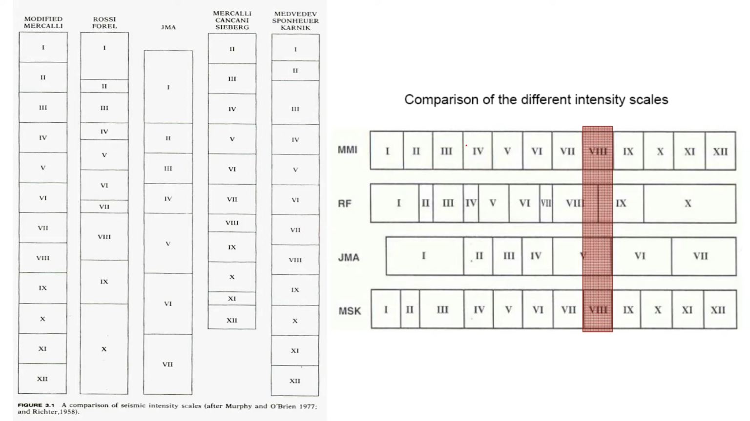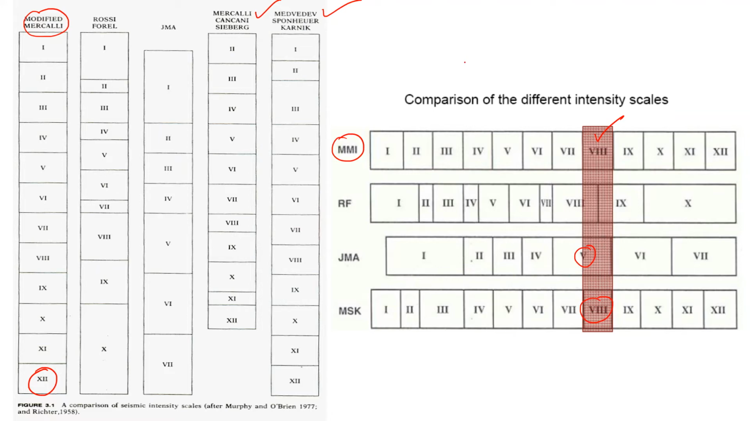This is a quick comparison. The modified Mercalli intensity is from 1 to 12 here, and Rossi-Forel is 1 to 10, JMA is 1 to 7, and similarly some other intensity scales are there, MSK or some other ones. So this is a quick comparison. An earthquake which is classified as number 8 according to the MMI scale may be somewhere between 8 and 9 in Rossi-Forel, and in JMA it may be number 5, and in MSK it may be 8 also.